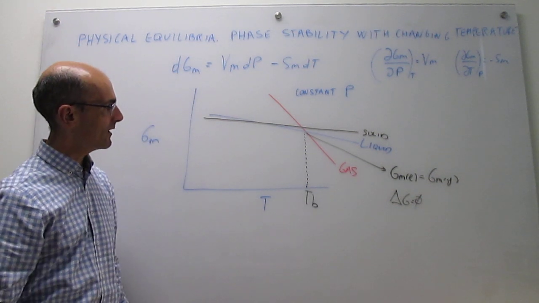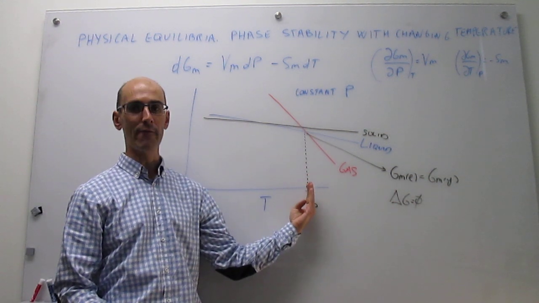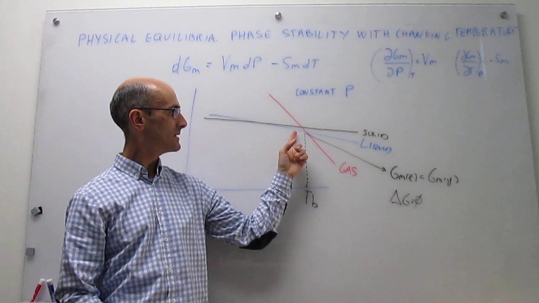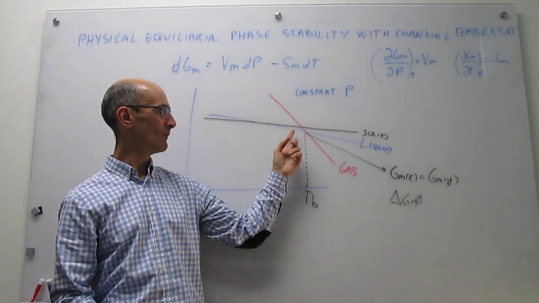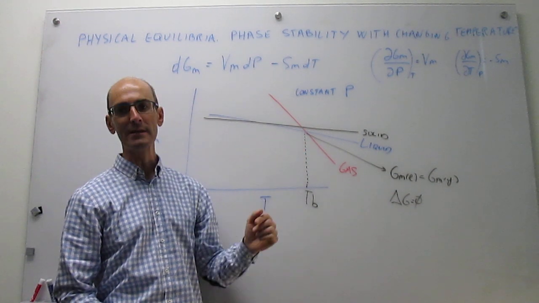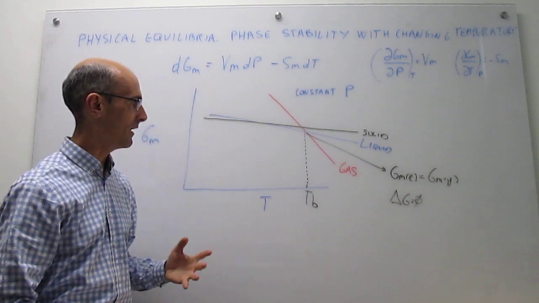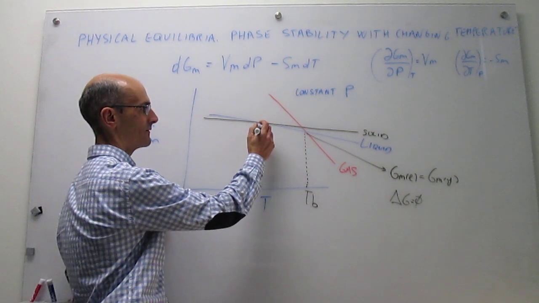Okay, great. Well, if you cool down from the boiling point at constant pressure, what you see is that now it is the line of the liquid that has the lowest molar Gibbs energy, right? The blue line is below that of the solid and that of the gas. So liquid is the stable phase. And you continue to cool that down until you get to a crossing with this line of the solid.